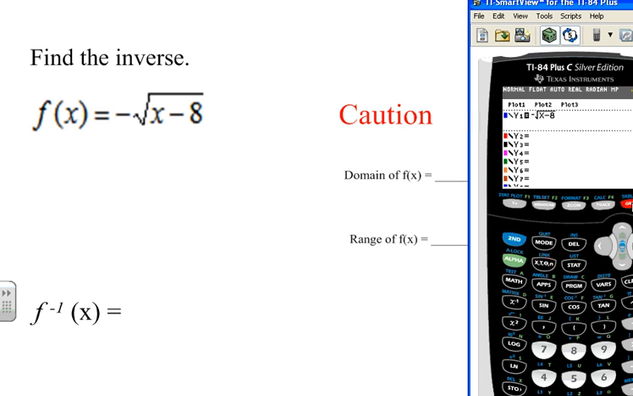Now, when we graph this, we can see that, yes, it is one-to-one. We don't see the full graph. I'm going to change my window. I'm going to go over to the left a little bit more. I'm going to go with 20, and we'll start right here at 5.